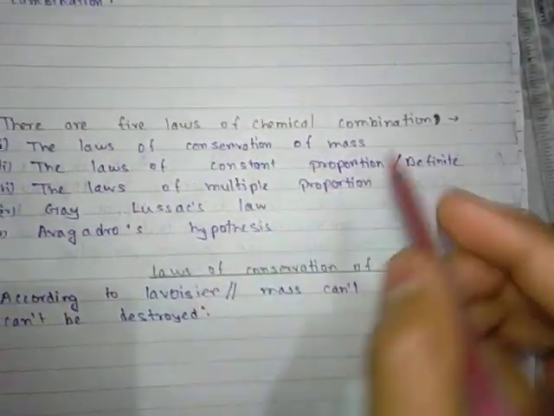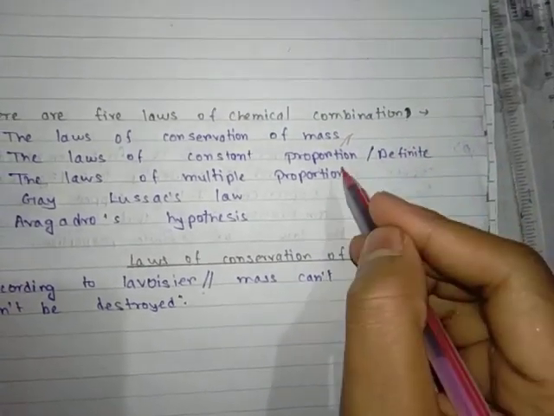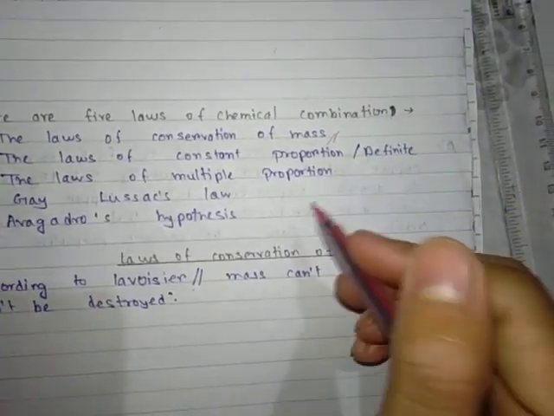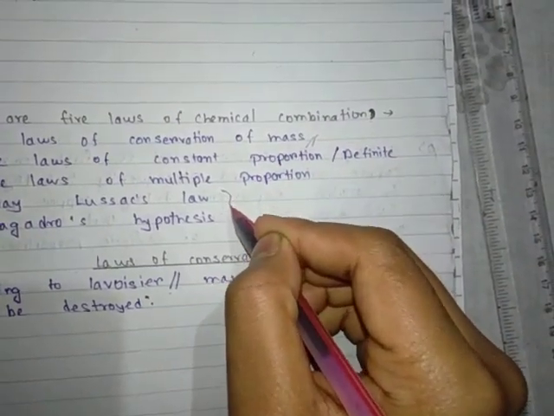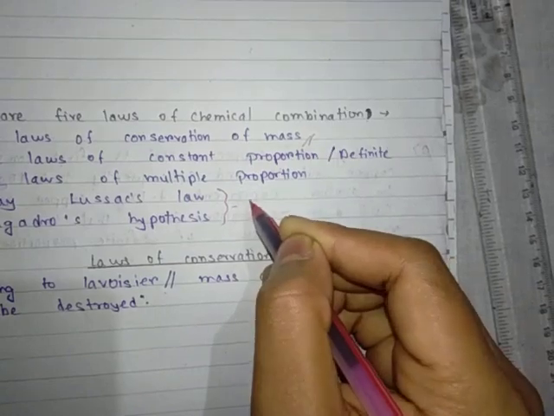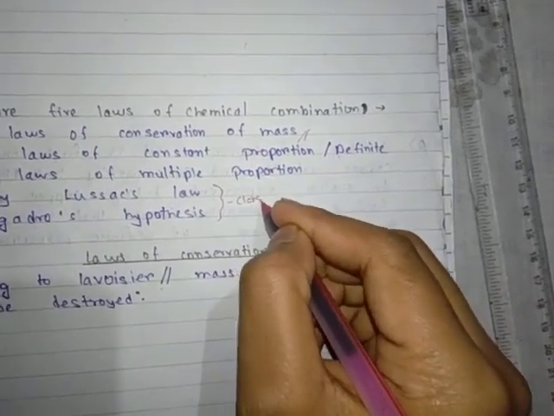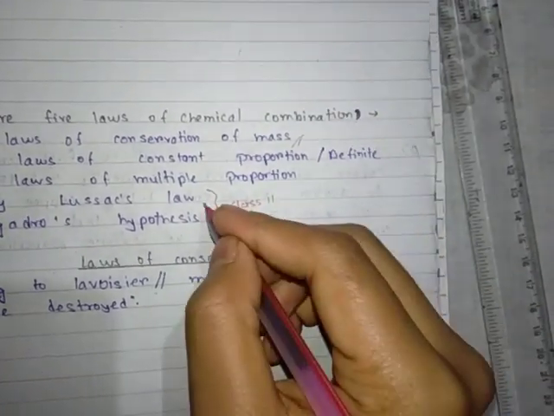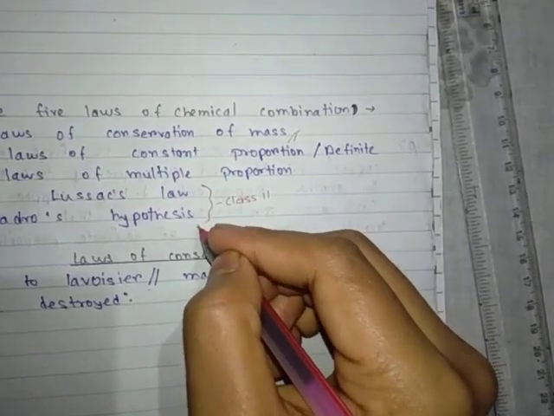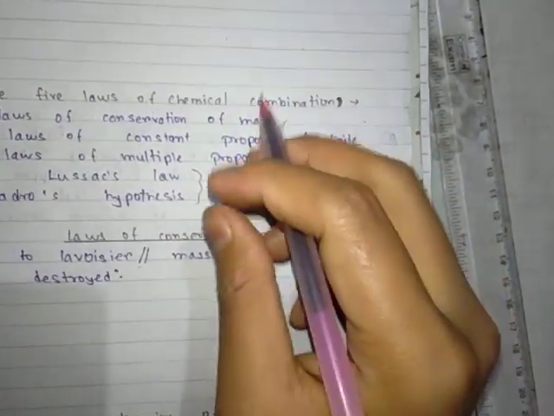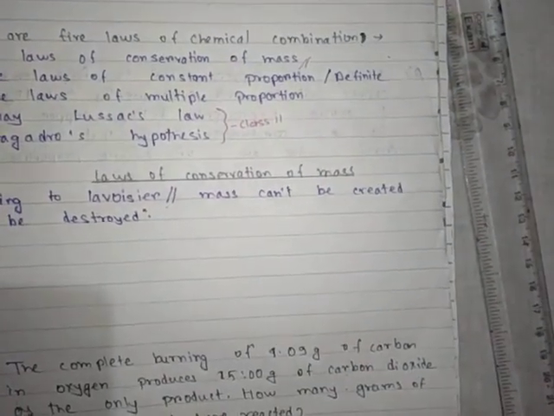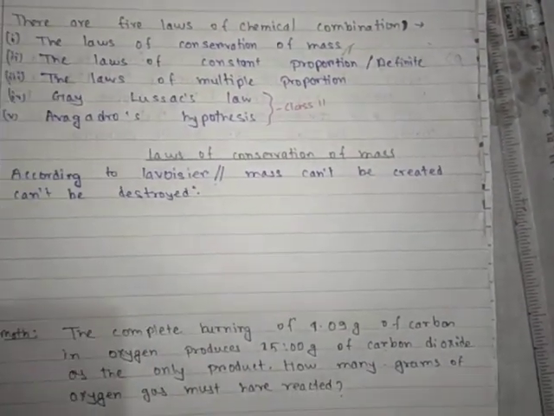Number one, conservation of mass. Number two, law of constant proportion or definite proportion. Number three, law of multiple proportion. Number four is Gay-Lussac's law, and number five is Avogadro's hypothesis. These last two we will read in class 11. These three laws we will read in class 9, and we start with the law of conservation of mass, which is important for us.